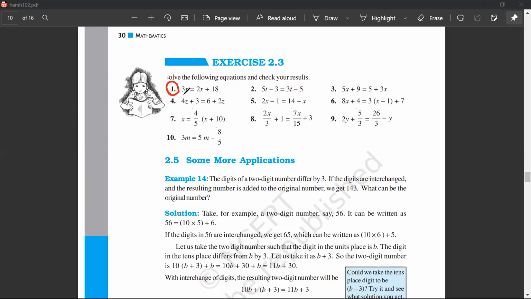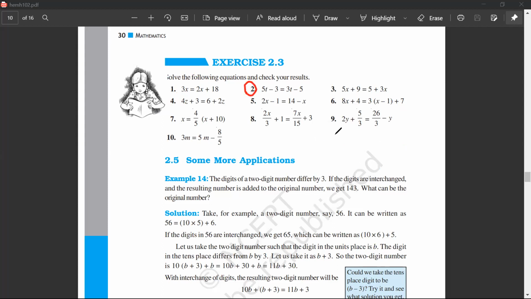Yes, Mr. Sarthak. How to do question number 1? So first we'll bring 2x to the other side of the equal to, so it will become minus 2x equals 18. So it will be x equals 18. Mr. Satya, is it okay? Yes, sir. Okay.